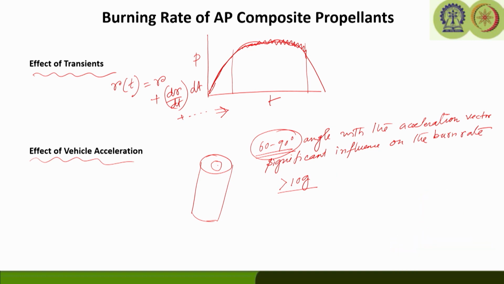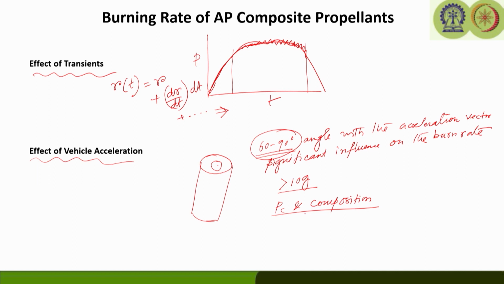Now, we must remember that there may be some threshold value beyond which the tangible effect will be observed, but we must also remember that the effect of acceleration is dependent on chamber pressure and the composition of the propellant. Of course, although we are saying that the vehicle acceleration is going to influence the burn rate of the propellant, in a sense this is also going to be dependent on the chamber pressure and the composition of the propellant.